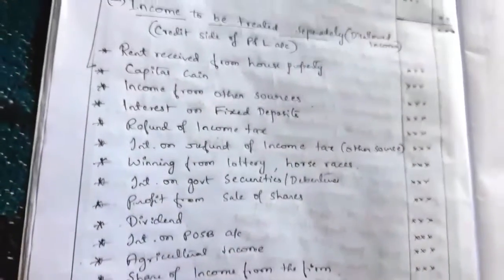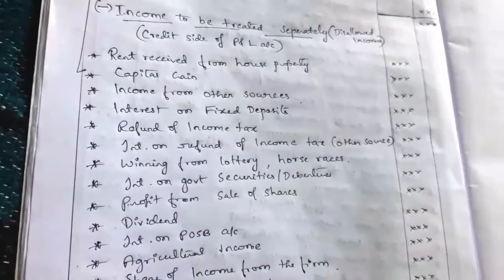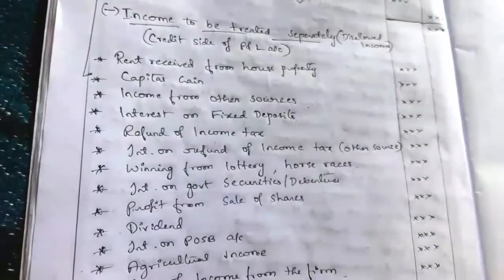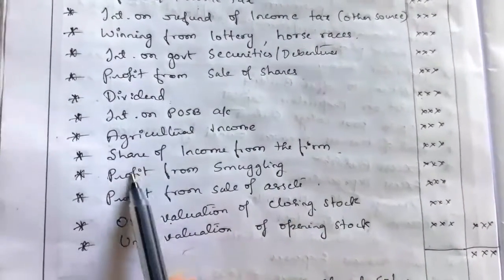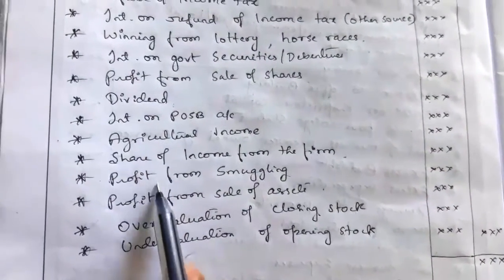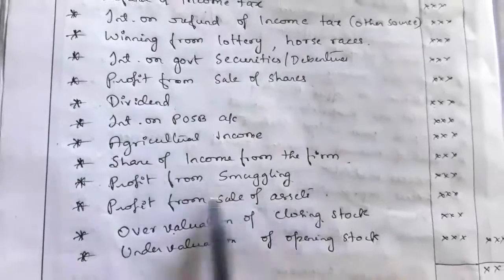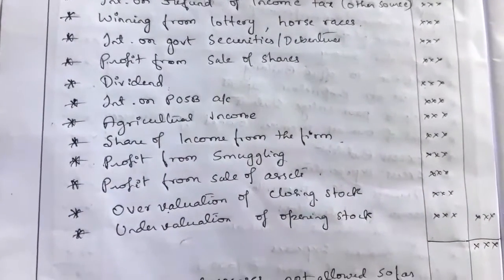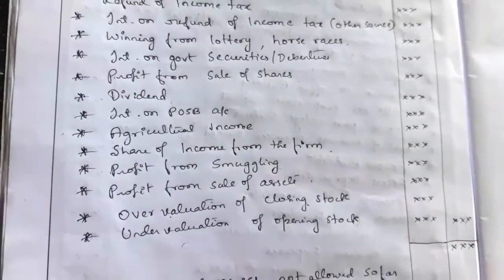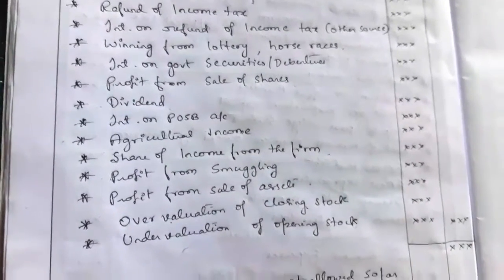Then, if it is not taken on the credit side of the profit and loss account, we have to delete it. To delete that, we have to deduct it from the net profit. Then agricultural income is disallowed. Share of income from a firm, profit from smuggling, profit from sale of asset, overvaluation of closing stock, undervaluation of opening stock. These are the disallowed incomes and should be deducted from the net profit. So after adding all these items, we will get one value, and we have to deduct it from the net profit.